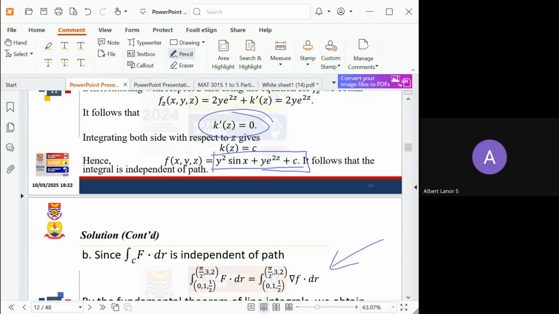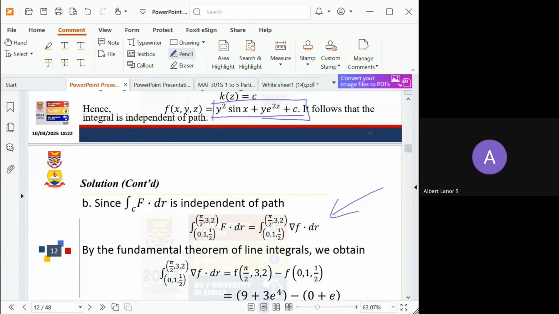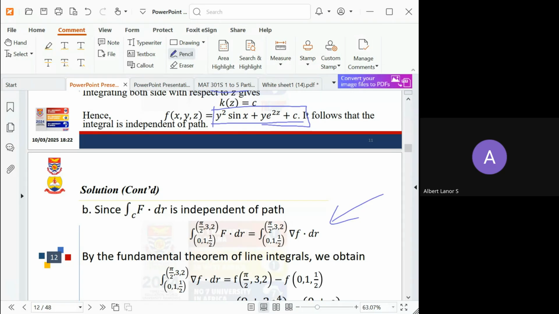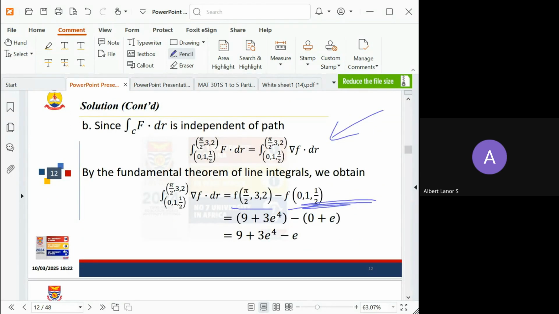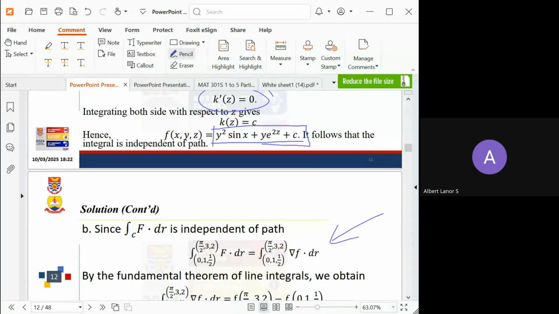Then we'll evaluate it first at the endpoint, that is pi over 2, 3, 2. So find f of this one and minus f at the endpoint 0, 1, half. You substitute them into it, you're going to obtain this function. So for the substitution, where you see x, you put the corresponding value pi over 2. So you have sine pi over 2, that term will go to 0. And there's no other z.